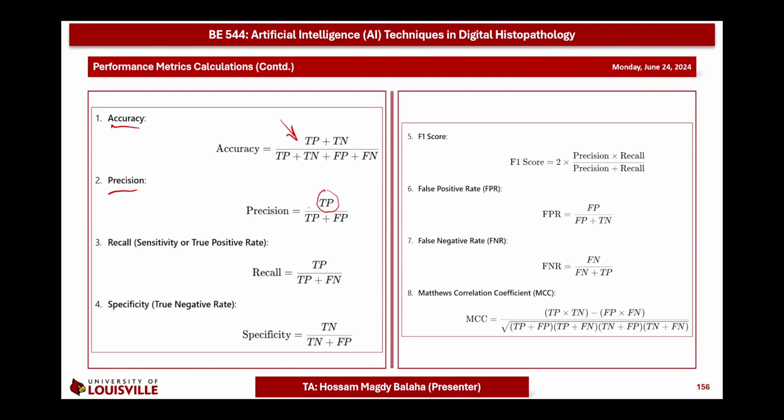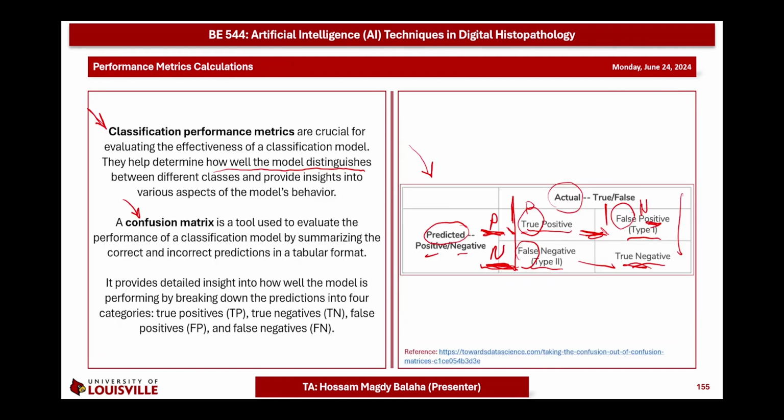Precision is the proportion of positive predictions that are correct, and it can be calculated using true positive over true positive plus false positive. Recall, also called sensitivity or true positive rate, is the proportion of actual positives that are correctly identified, and it's true positive over true positive plus false negative. So from the confusion matrix and the definition, you get the actual positives and the correctly identified, and divide both of them, and you will get the sensitivity.